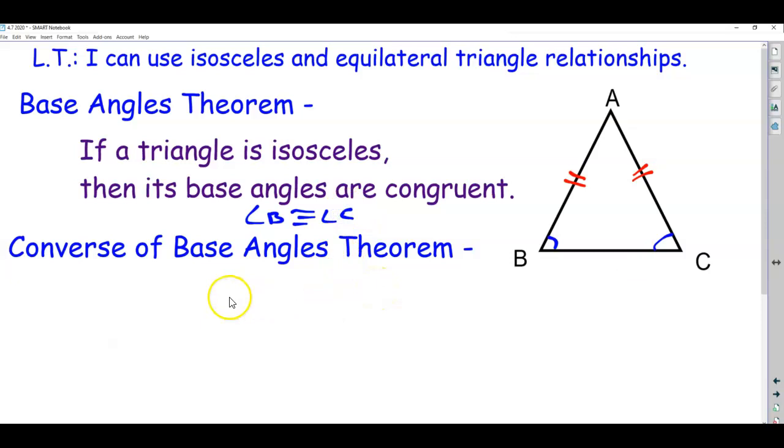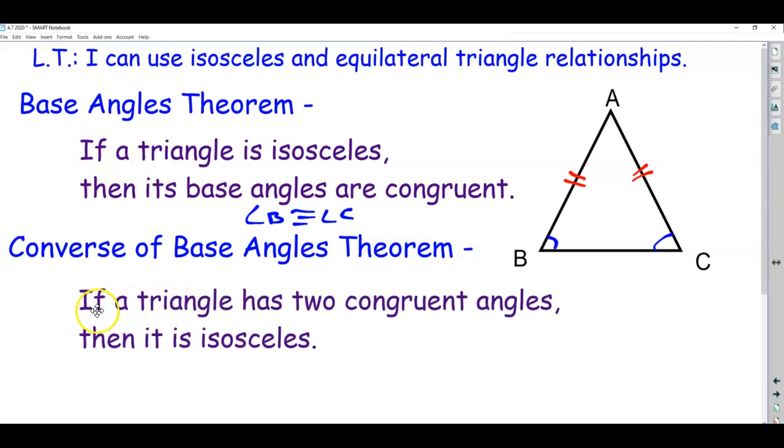Now, the converse of this statement is true as well. Converse just means, what if we flip the if and then statement around? What if we know a triangle has 2 congruent base angles? If we know the 2 base angles are congruent, because they're the same size, that means the sides across from them have to be the same length. So my conclusion, if B is congruent to C, then I know that AB is congruent to AC, which by definition makes it an isosceles triangle. Okay.